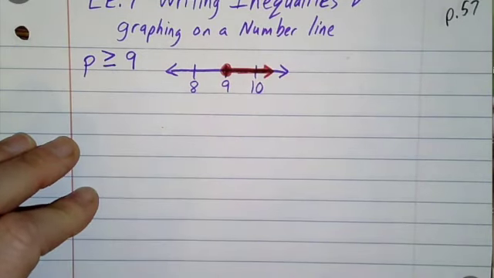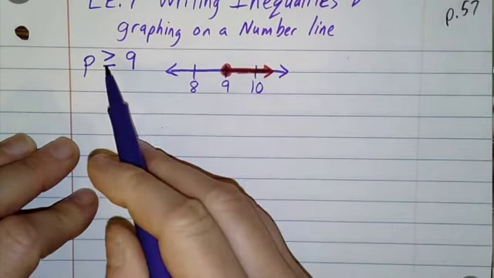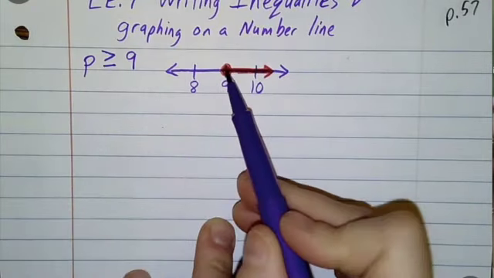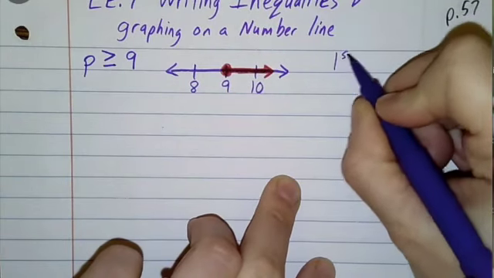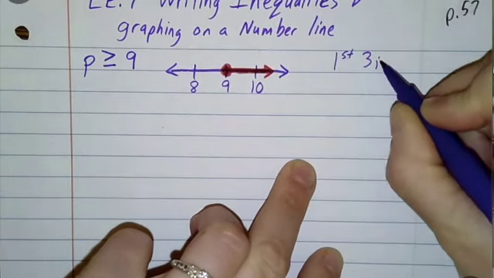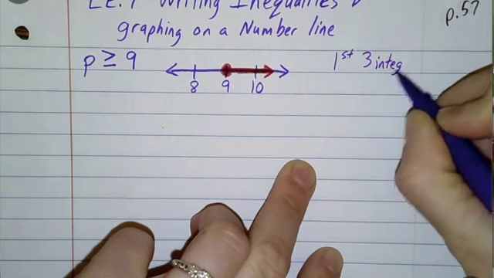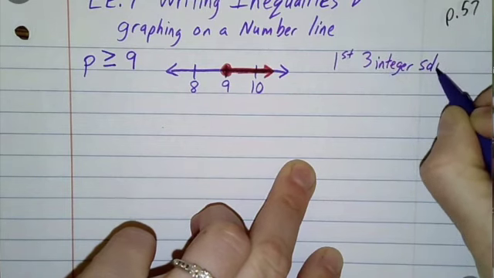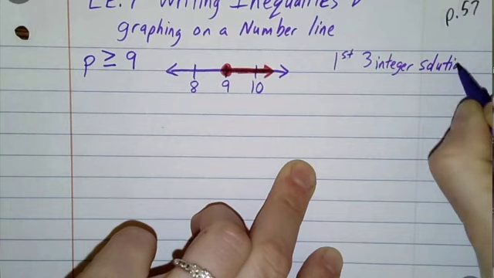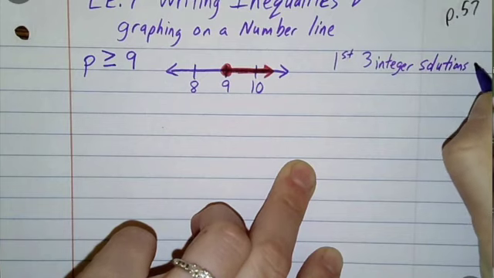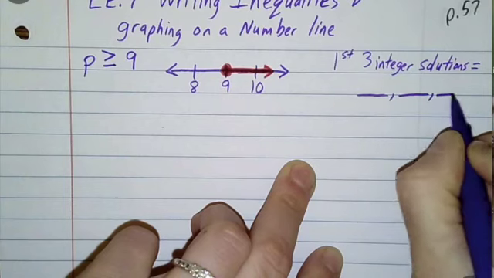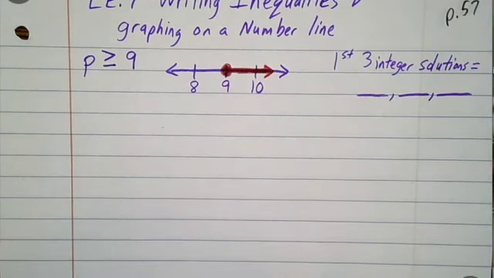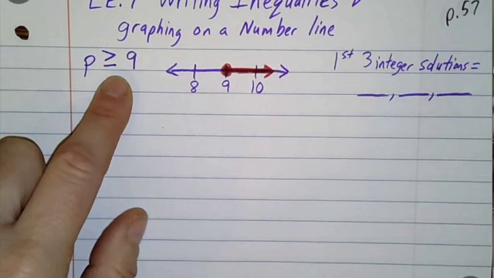So the other part of this, besides graphing this inequality on the number line, we had to have it shaded in because it could equal it, is to write what are the first three, they're going to call them integer solutions. And if you remember, we talked about integers on another test. Integers are whole numbers and their opposite. So there's going to be 3 blanks here. In other words, what could the first 3 answers be if P is greater than or equal to 9?